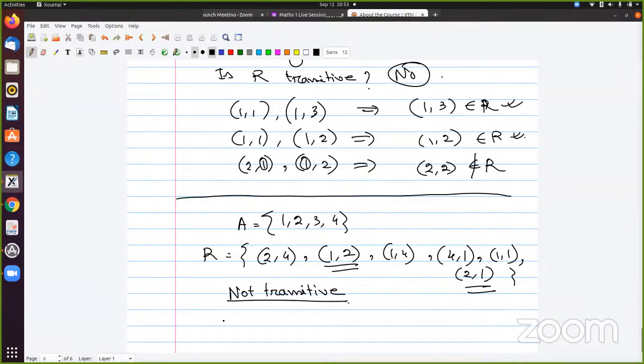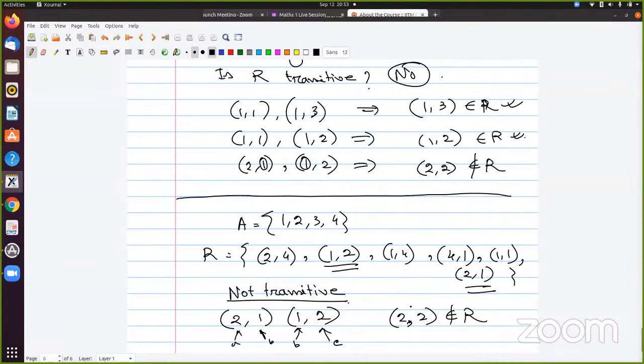Conditions are satisfying the criteria, and the third one is not satisfying the criteria. So it is not transitive. Basically, this is my element of A comma B and B comma C, right? This is my A, this is B, and this is C. According to the definition of transitivity, 2, 2 should be there, right? But it is not. That's why it is not transitive. Clear? If 2, 2 was there, then it would be transitive.